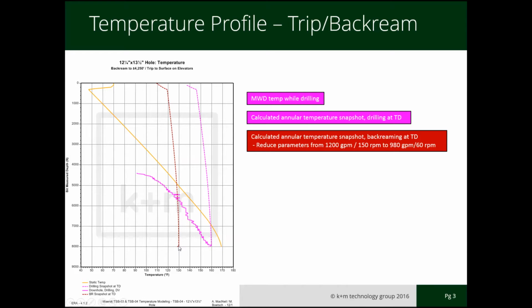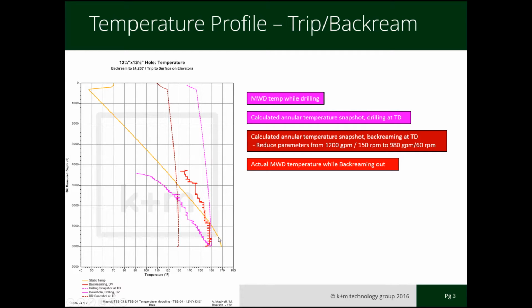Now, because ERA is a steady state temperature model, we do not capture how much heat is stored in the formation as we go from several days of drilling and putting in a tremendous amount of heat, by comparison, at this 160 degree Fahrenheit line, compared to the backreaming operation, which if we were truly at steady state conditions would be represented by this 130 degree Fahrenheit line.